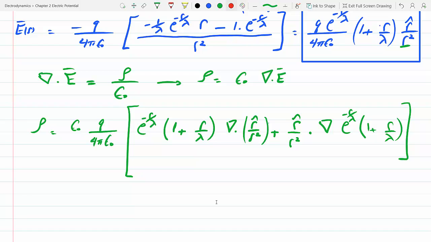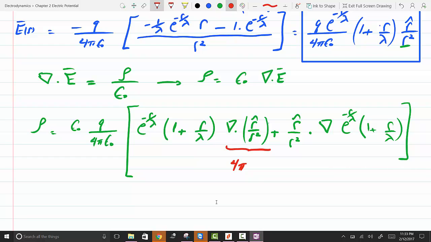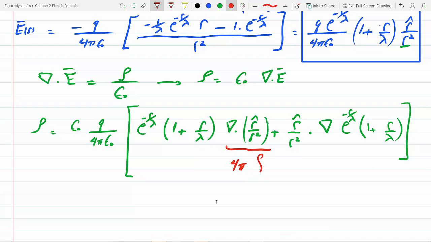Now this guy here has a value from chapter 1 of 4 pi at any point at the origin if you integrate using the divergence theorem, but then it blows up at the origin. So anywhere at 0 we engage the Dirac delta function to save this from blowing up, because it's 0 everywhere except at the origin, where it's 4 pi.